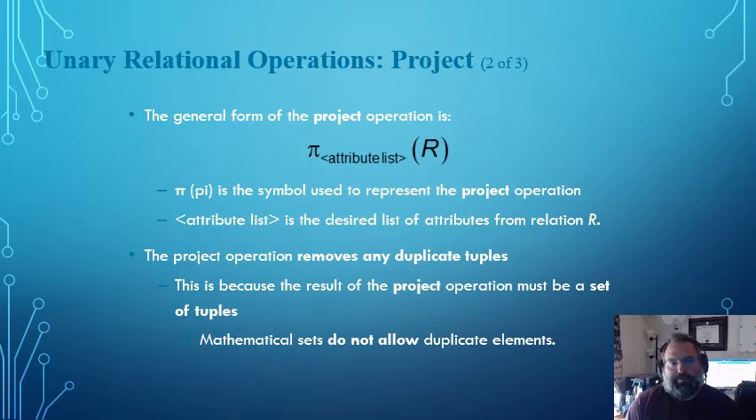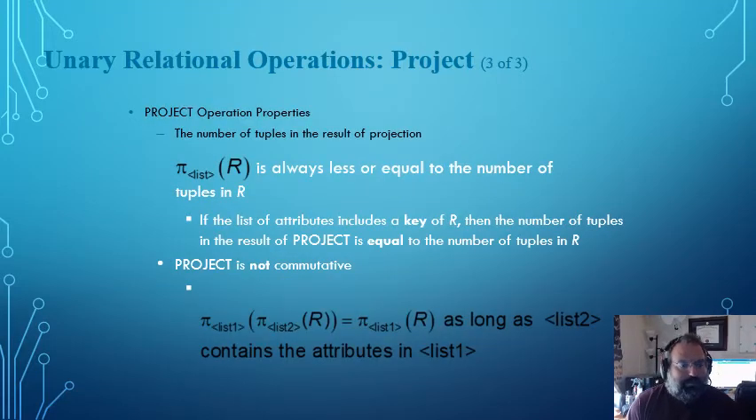And this is slightly different than what you'll see in the actual database operations, because duplicates aren't necessarily eliminated there unless you use the word distinct. Project operation properties: the number of tuples in the result of projection on the list is always less than or equal to the number of tuples in R. If the list of attributes includes a key of R, then the number of tuples in the result of the project is equal to the number of tuples in R. Project is not commutative, so the order will matter. So keep that in mind.